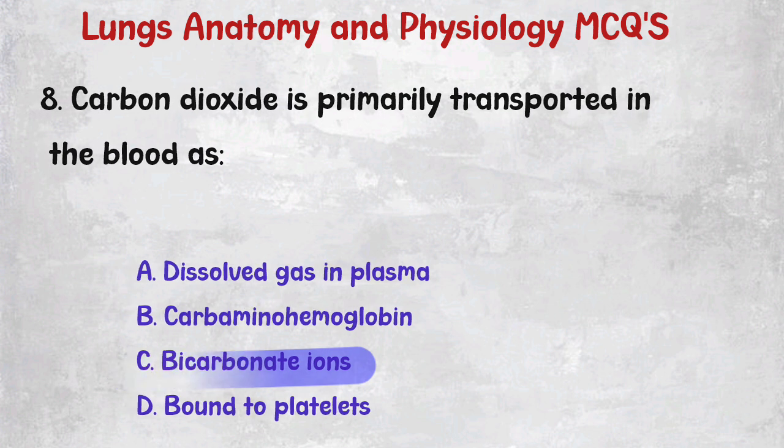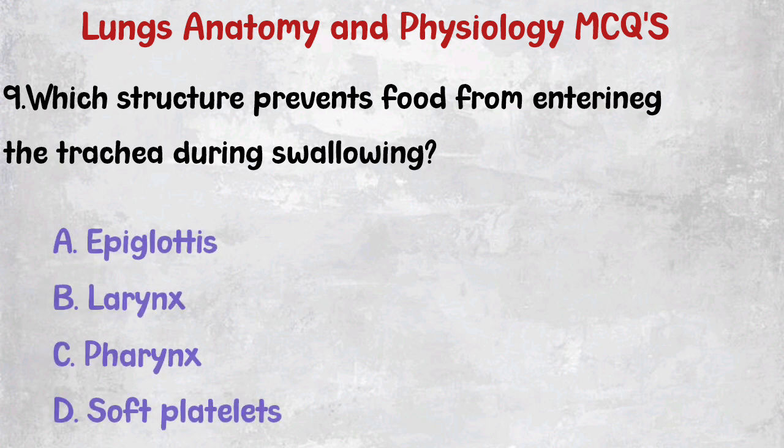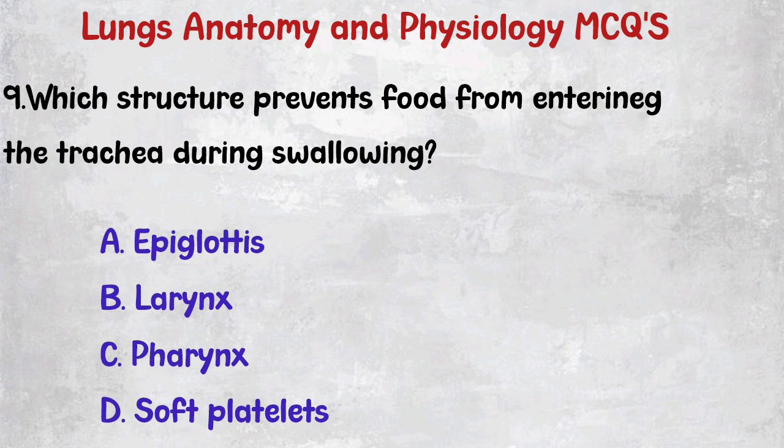Question number 9. Which structure prevents food from entering the trachea during swallowing? We have A, the epiglottis, B, the larynx, C, the pharynx, and D, the soft palate. The answer is A, the epiglottis. The epiglottis actually closes over the trachea during swallowing, and this helps to prevent aspiration.